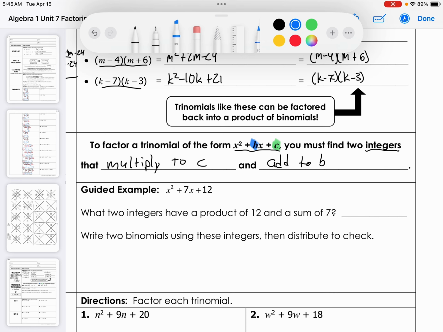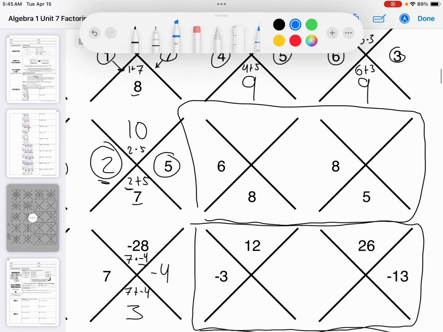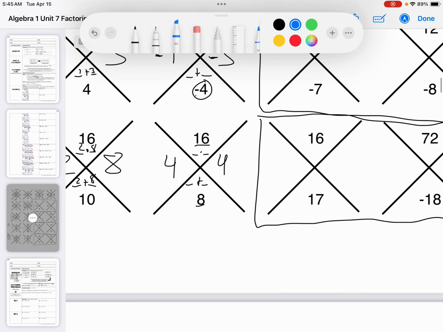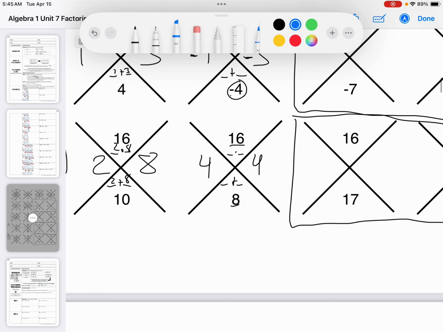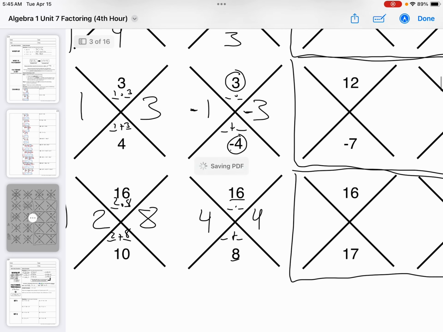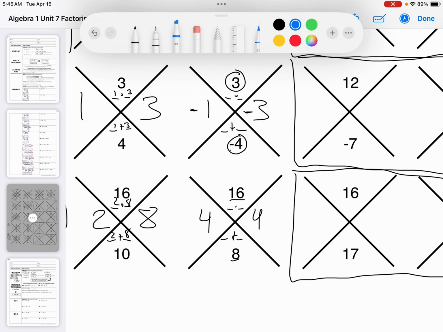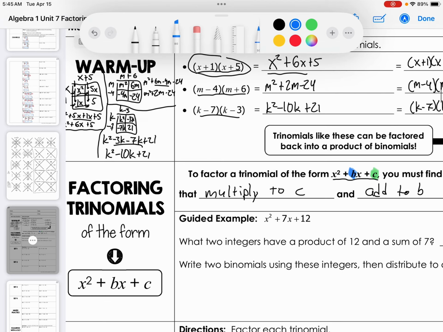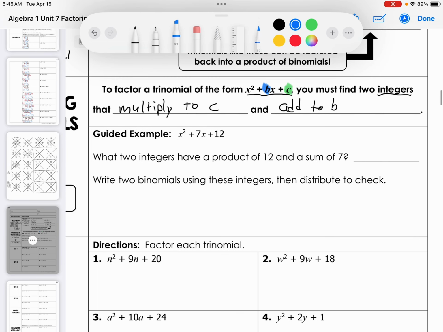That's the kind of thinking that we were just doing on this paper with the x. We needed numbers that multiply to 16 and add to 10, or numbers that multiply to 16 and add to 8, or up here, numbers that multiply to 3 and add to negative 4. So that was the same kind of thing we were just doing on that paper with the x.